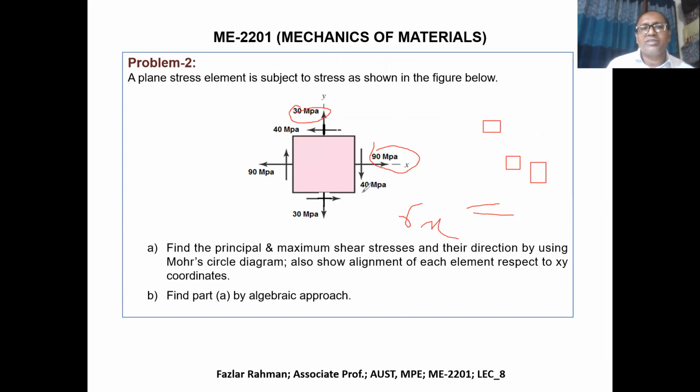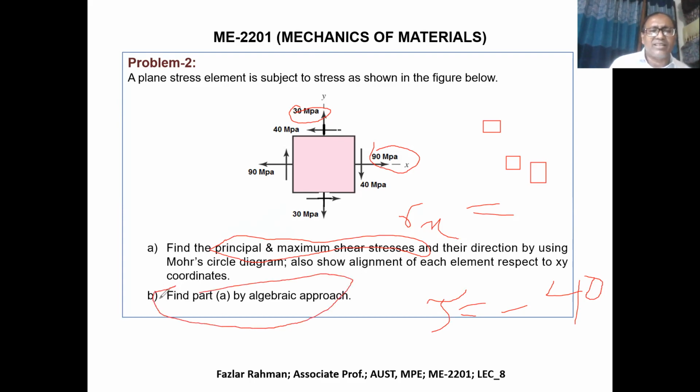Our formula's tau was in the opposite direction, but over here it's rotating clockwise. So right over here, tau equals minus 40, I'm sorry, 40 megapascal. It's saying a plane stress element is subject to stresses as shown in the figure below. Find the principal and maximum shear stress and their direction by using Mohr's circle diagram. Show the alignment of each element with respect to the XY coordinates and find part A by the algebraic method.